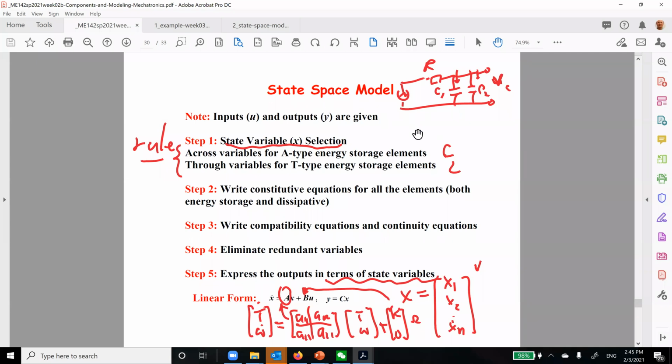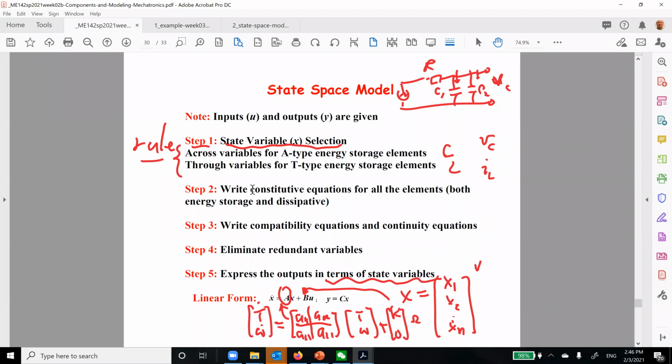Okay, please focus here. How do you choose the state variable, step 1? For an A-type energy storage element like C, the across variable should be the state variable, that's voltage VC. This is IL, this is VC. So they already told you the rule. And for your mechanical systems, they follow the same rule. Did you get it? Okay.